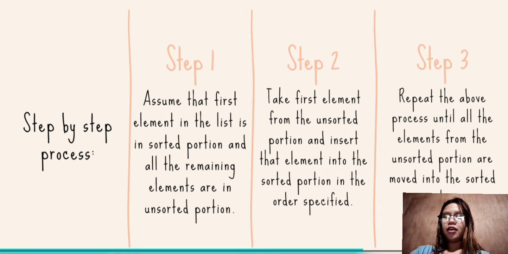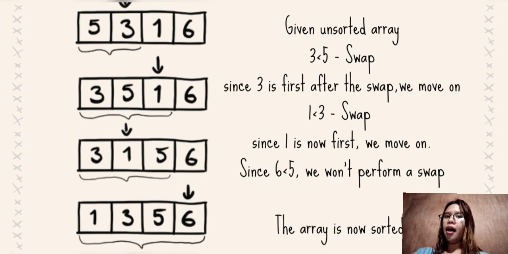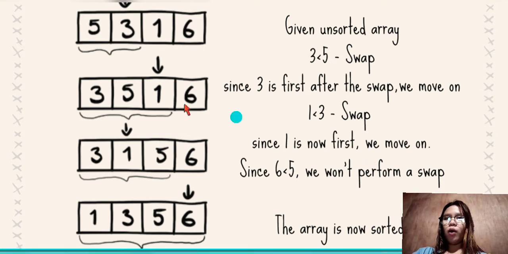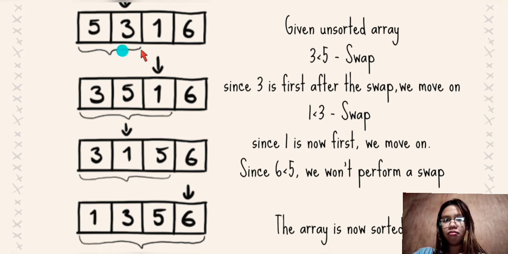So we have an example here in insertion sort. We are given the unsorted list: 5, 3, 1, and 6. So 3 is less than 5, so swap na to siya, no? Since 3 is now the first element after the swap, we move on. So 1 is less than 5, so swap pa din. So the next, 1 is less than 3.